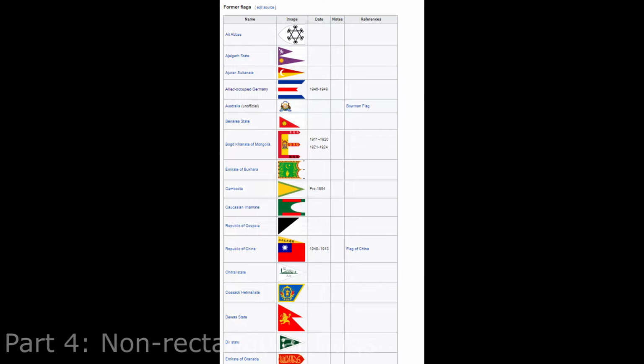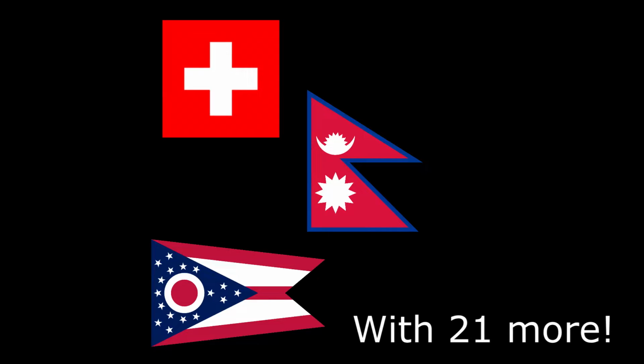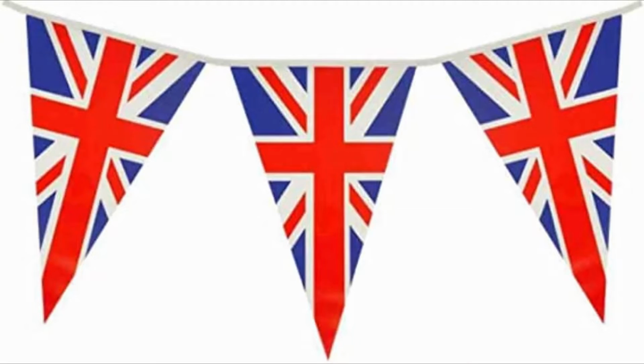We will now be talking about flags that aren't rectangular. Most of these flags are no longer used, like the flag of Germany that was used when the Allies took over after World War II. If it excluded war flags, there are only 3 non-rectangular flags still in use, which are the flags of Switzerland, Nepal, and the American state of Ohio. There are an abundance of flags, however, these are not official. I find these flags interesting for a lot of reasons, one of them being the fact that they are rare.